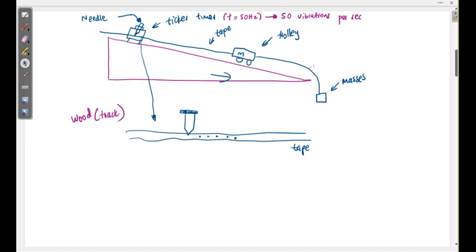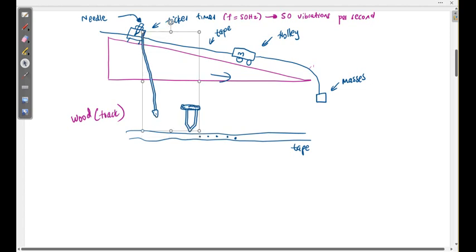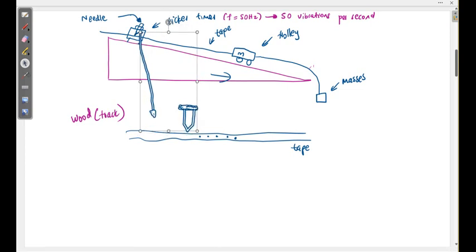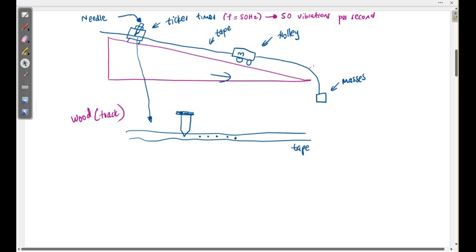Yeah, so it means that that ticker timer is going to be making 50 vibrations per second, meaning that as it is moving like this, the vibration will be 50 each second. It's going to make 50 vibrations like this. You understand me? So that is what is going to happen there. So now that we understand this, let's come to different cases we can have in terms of those dots.